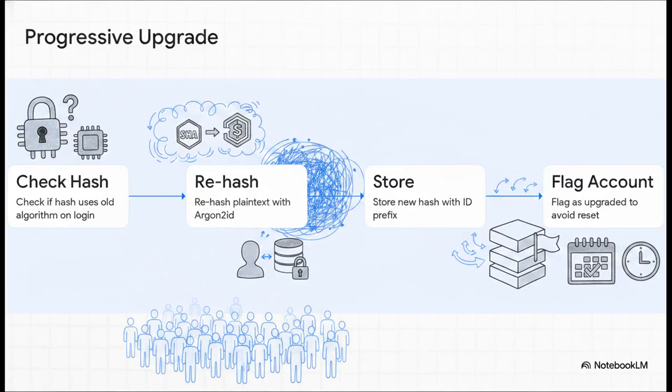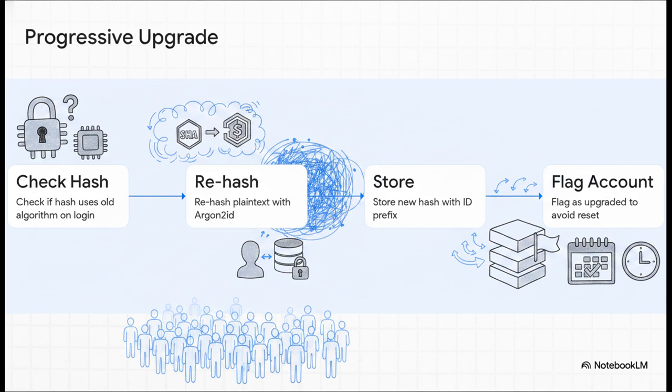So what on earth do you do if you inherit a terrible legacy database full of SHA-256 hashes? Listen, please do not force a mass password reset. It's terrible for the user experience, and honestly, users will just end up picking weaker passwords. Instead, you want to smoothly execute a progressive upgrade sequence.